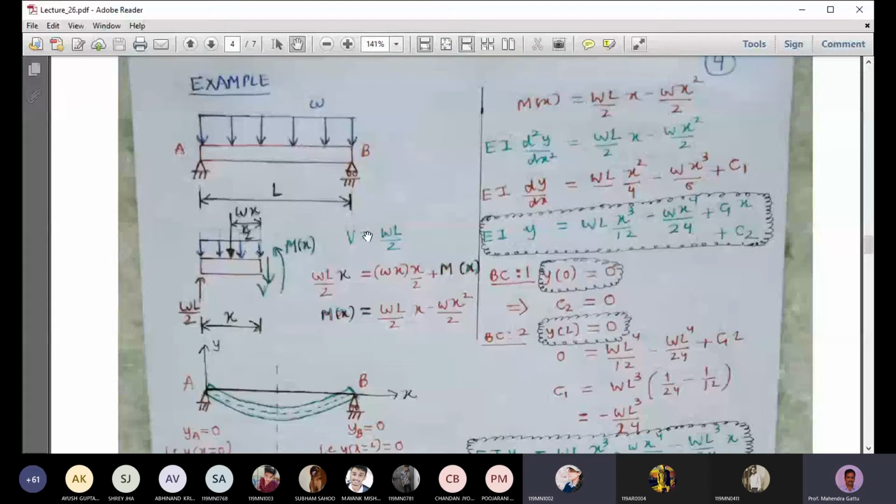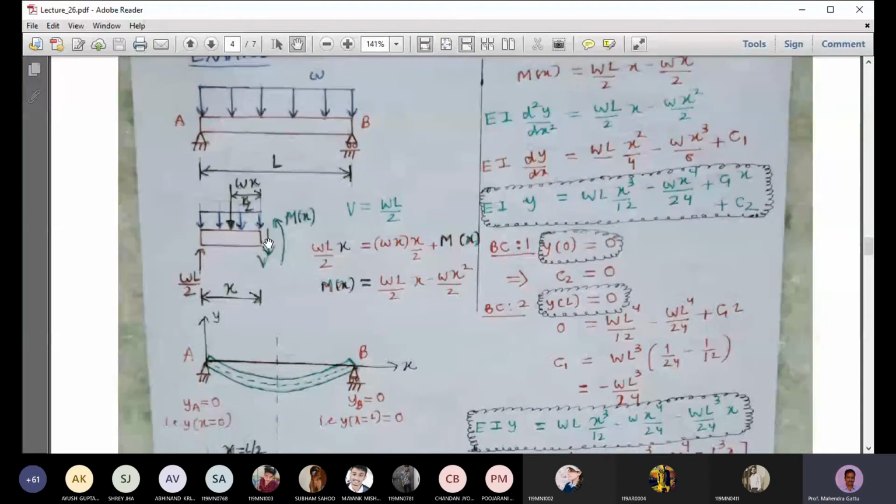Okay, so in this example, we are looking at a simply supported beam subjected to a uniform distributed load. The distributed load is w, that is w Newton per meter or w pound per foot. So it is constant. We want to find the equation of the deflected shape. First, we'll have to find the bending moment M of x. So we'll cut a section at a distance x, and we'll find the M of x.